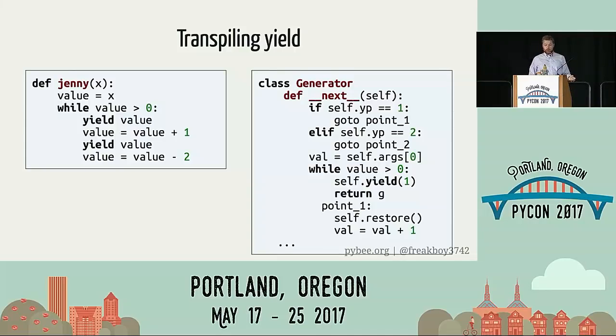If there's no current yield point, we just keep executing the code as normal. Set a value, start the loop, and then we yield. A yield is three things. First, we save the current state of the generator.